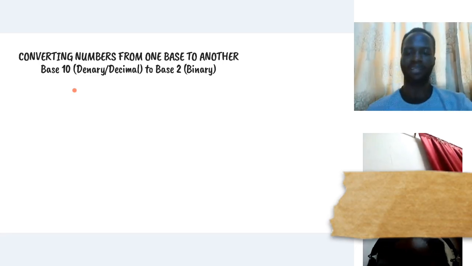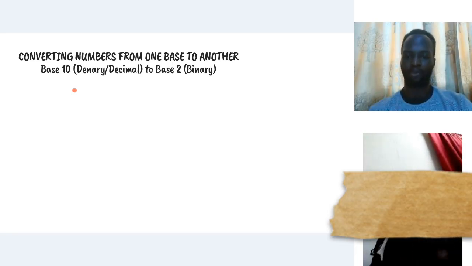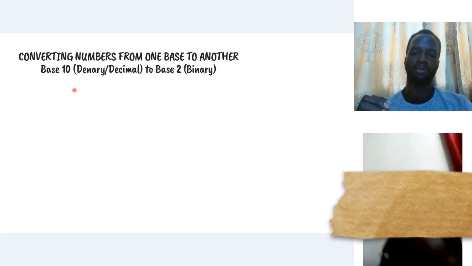Now let me say that all the numbers we are counting today, in today's world, are in base 10. We count in base 10. So that's why we have the digits from 0 to 9. Now we can convert numbers from base 10 to base 2.